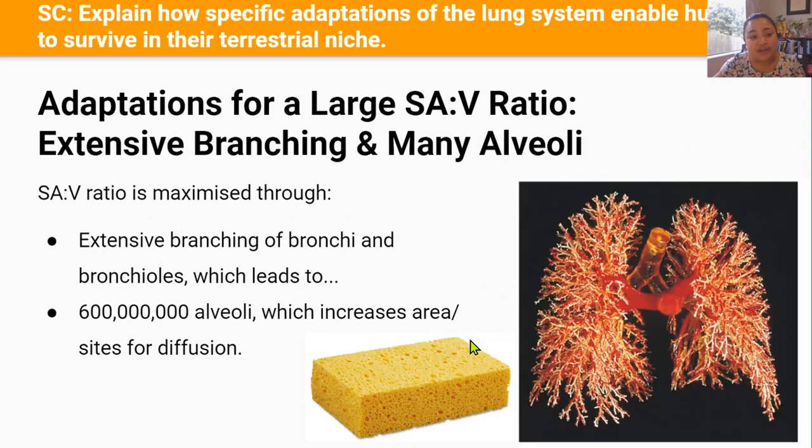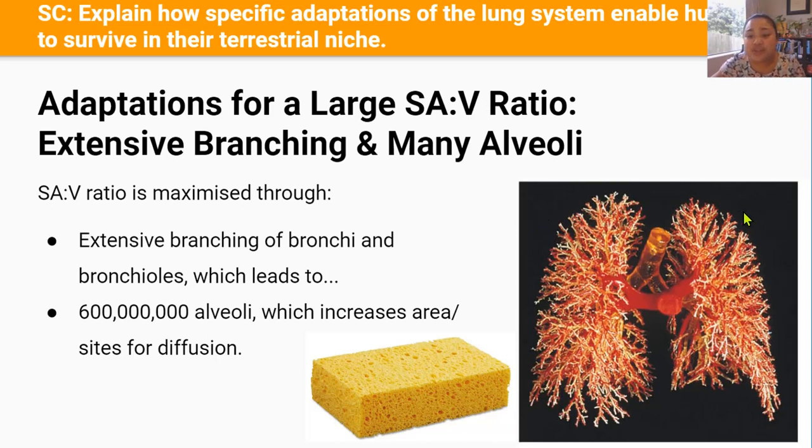A large surface area to volume ratio is a requirement for efficient gas exchange because the more sites for gases to enter and exit the specialized respiratory surface, the faster the rate of diffusion. The lung system has adapted to maximize the surface area to volume ratio through the extensive branching of bronchi and bronchioles, which lead to about 600 million alveoli. If there was no branching of bronchi or bronchioles, then there wouldn't be as much alveoli. And if there were less alveoli, there wouldn't be enough specialized respiratory surface. There wouldn't be enough sites for gases to enter and exit the blood through diffusion.